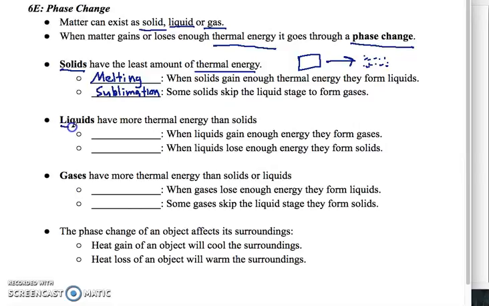Okay, the next form of matter is liquids. They're going to have more thermal energy than solids, and they have less of a definitive shape. Right? They move around a little bit more. They change the way they look depending on their container. So the first phase change with liquids is if they gain enough energy, they're going to form gases. So that process going from liquid to the gas phase is going to be called evaporation. I'm sure you've heard of that before.